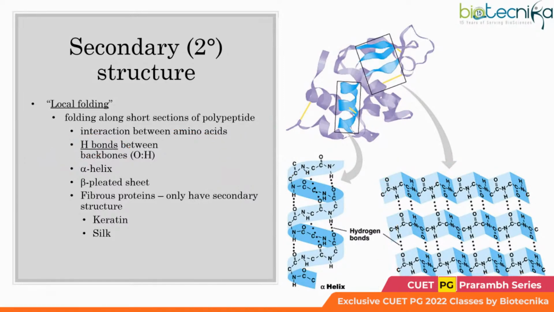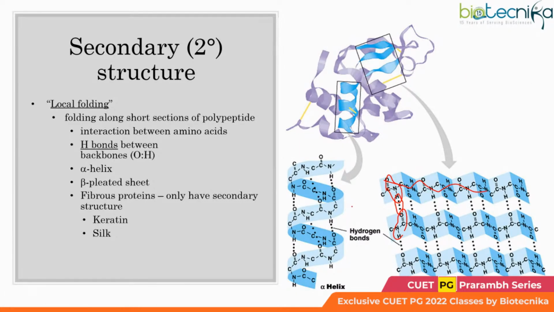Even here you will see one peptide bond, and here also there is a peptide bond. Between two peptide bonds there is a hydrogen bond. No, there is nothing called a beta helix, Manik. You have either a beta pleated sheet, there's a pleated appearance, that's why, or you will have an alpha helix.